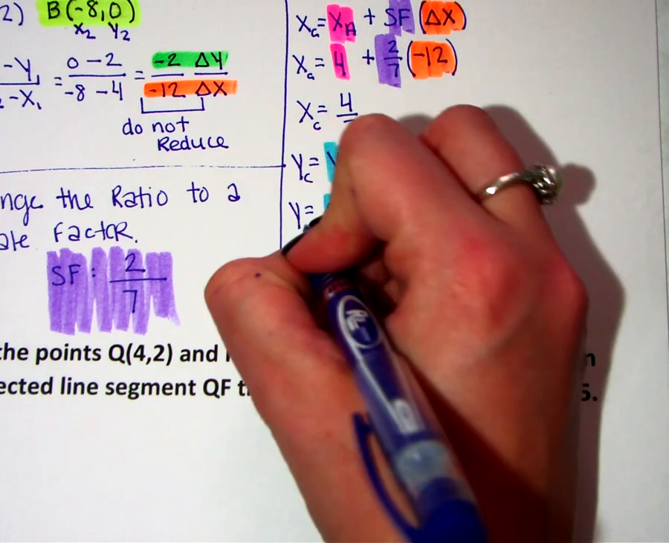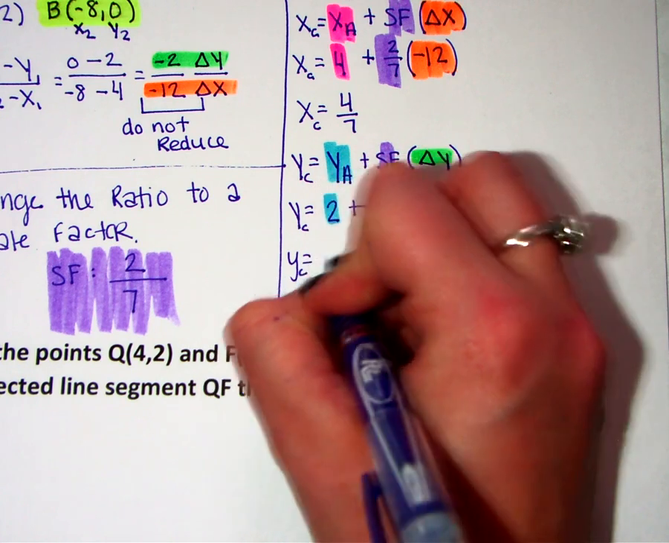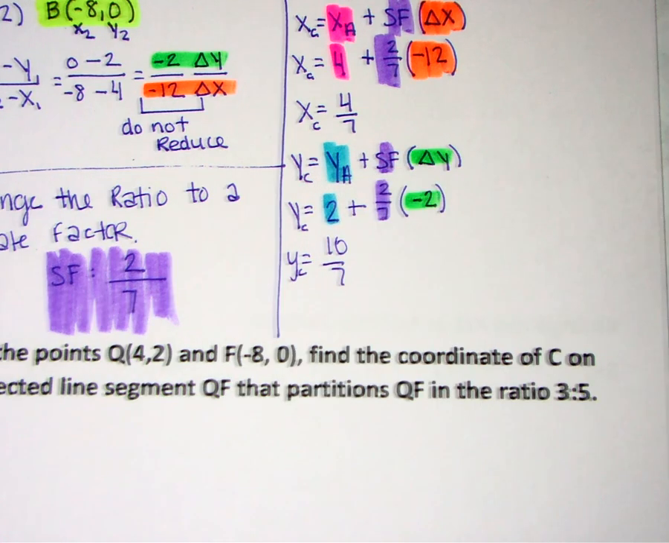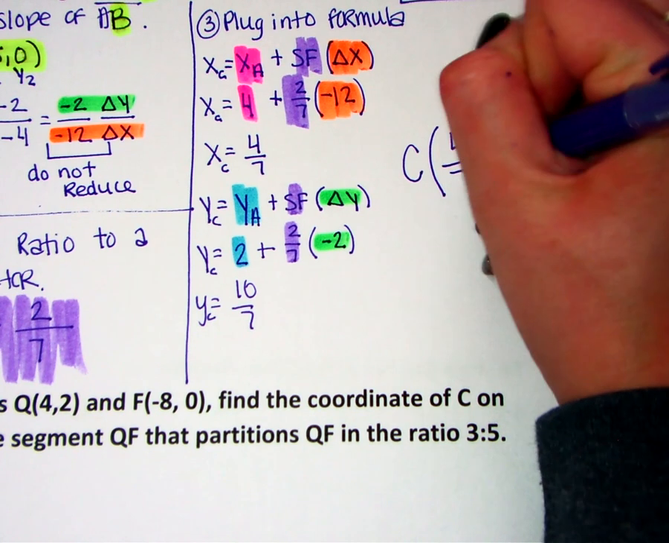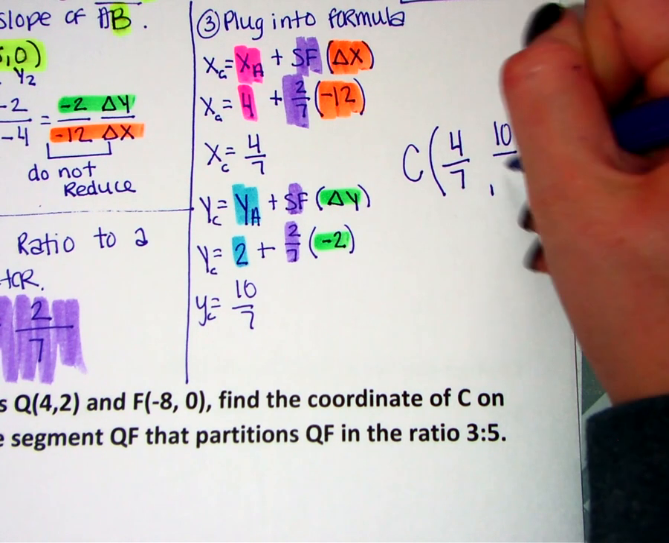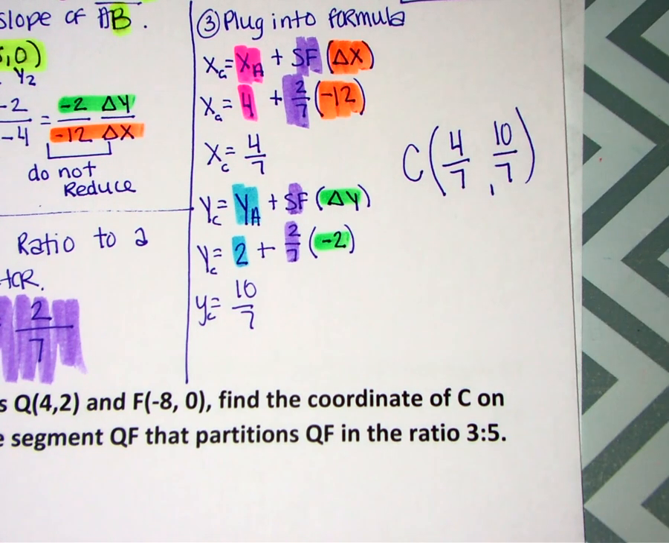So Y sub C equals 10 over 7. So my location of my C point is 4/7, 10/7. That's the location of my partition. We have time to do one more.